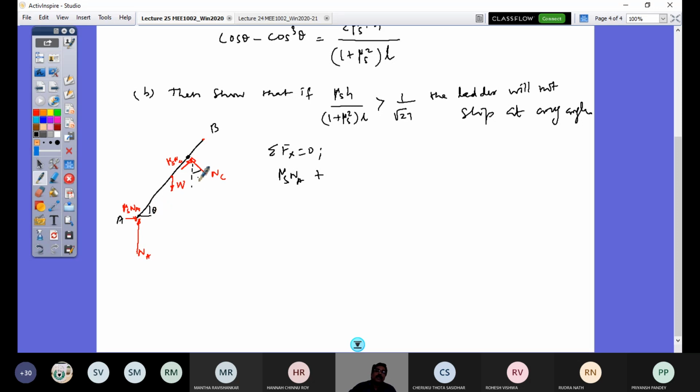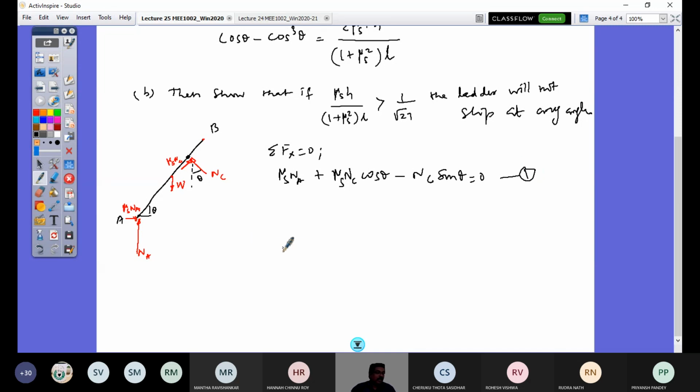This is theta, so this is also theta, right? That is also theta. So this one is along this, so this inclination is theta to the horizontal. So I would have now this component to the right, mu s NC cos theta, and this NC is going to be minus, so minus NC, and opposite to this is the horizontal component, so sin theta, right? That's equal to 0. So this is equation 1.